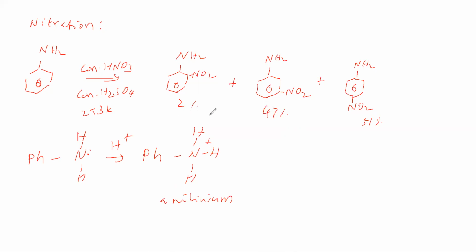So now here we are getting a mixture of nitroanilines. If you want to get a single nitro compound as the major product, then how to go for nitration? That we'll see. For that, first take aniline and take this aniline for acetylation.